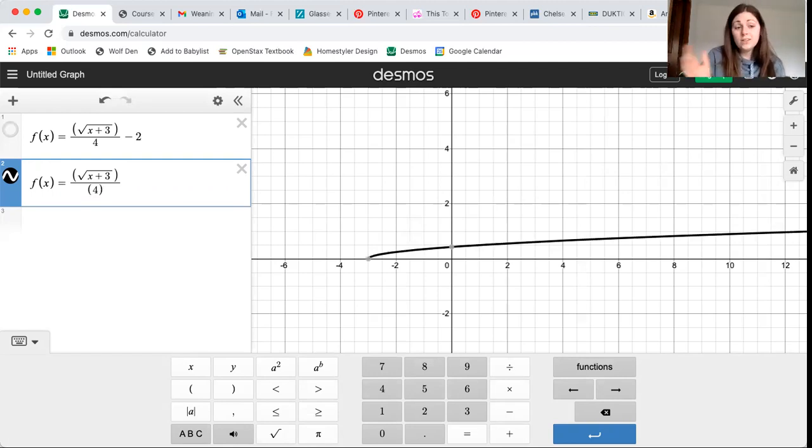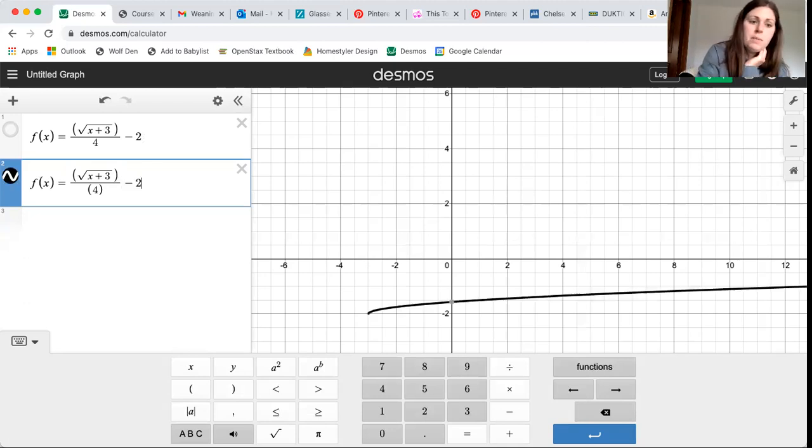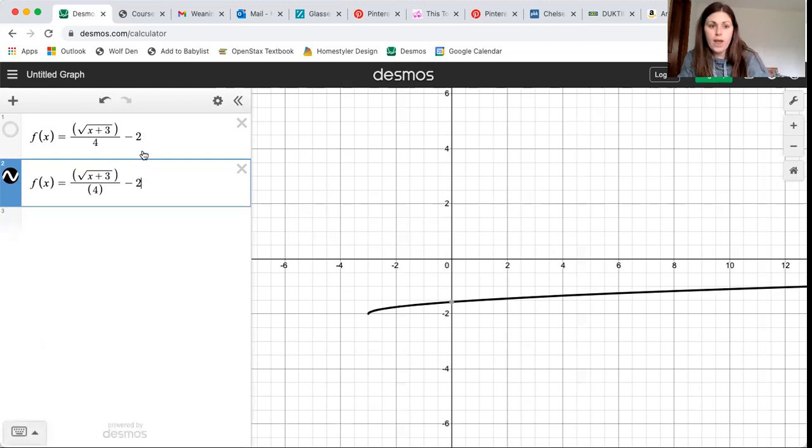Okay. And now the last thing, I've got to make sure that I take care of that -2, but it's not in the numerator or the denominator. So I've got to make sure that it is separate, that it's basically kind of tagged on the end. And so I'm going to hit my right arrow a couple times to make sure that it is out from that fraction. And then I'm going to type -2. And there is my function graphed.